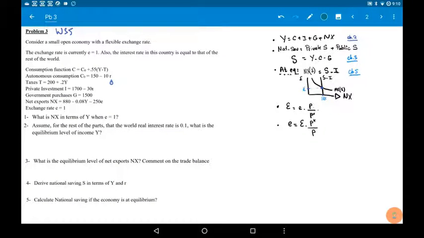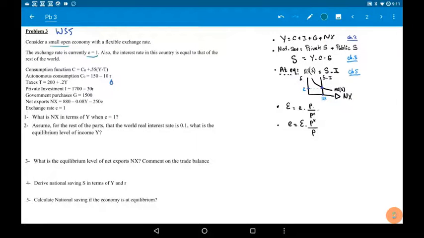Hi, this is Intermediate Macroeconomics, Worksheet 5, Problem 3. Consider a small economy with a flexible exchange rate. The nominal exchange rate is currently 1, E equals 1. Also, the interest rate in this country is equal to that of the rest of the world, of course, since it's a small open economy.